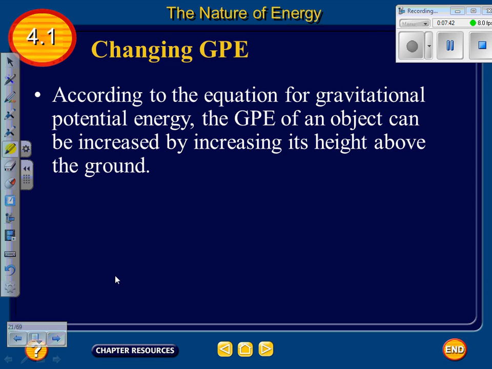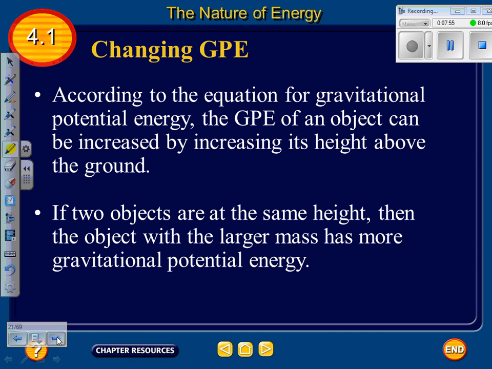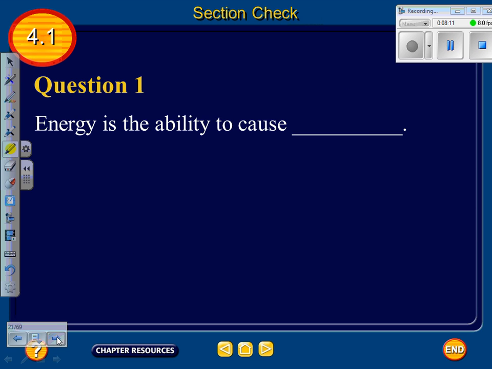Changing gravitational potential energy. According to the equation for gravitational potential energy, the GPE of an object can be increased by increasing its height above the ground. If two objects are at the same height, then the object with a larger mass has more gravitational potential energy. And you can see that by changing the values or the numbers in the formula for solving for GPE. This concludes the lecture notes.